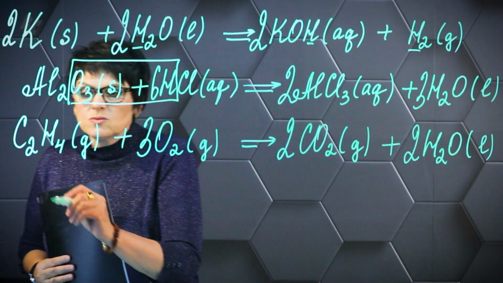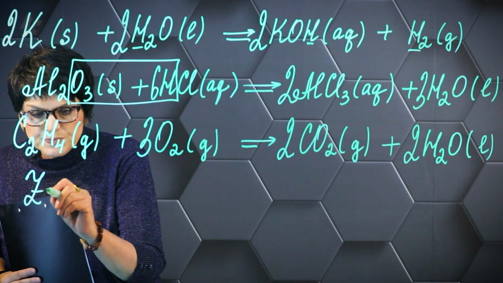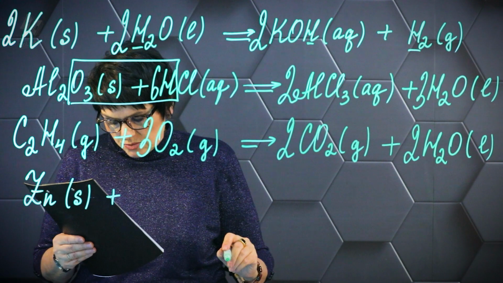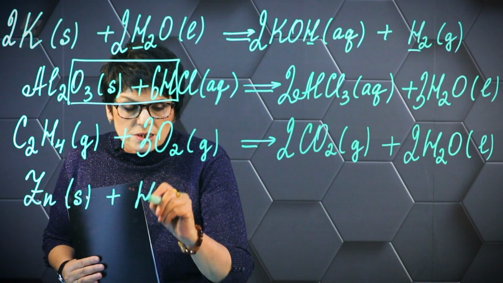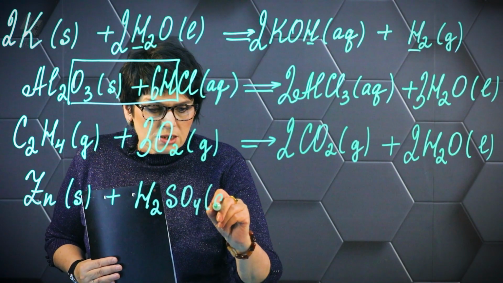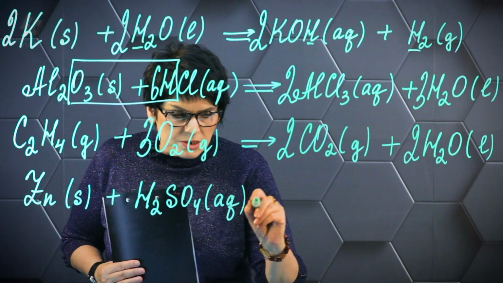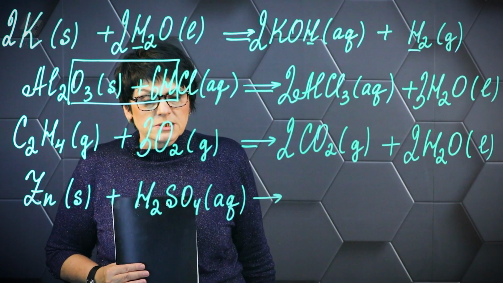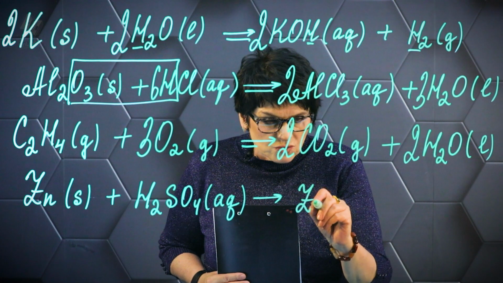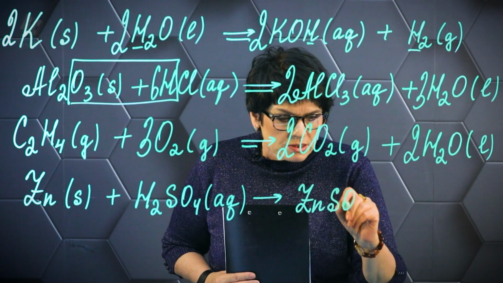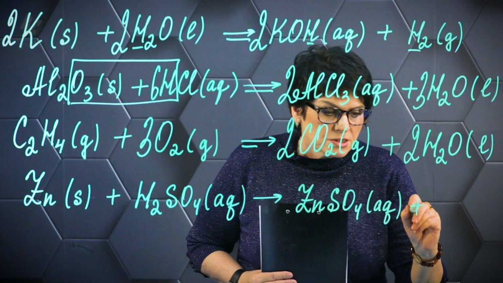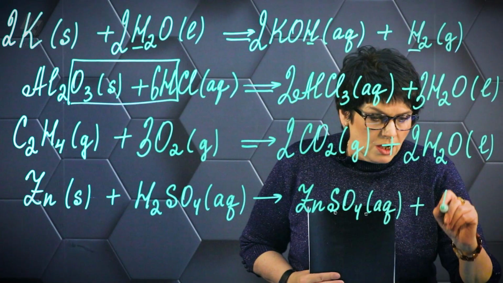Another example. Let us consider a solid substance, zinc. Zinc is a metallic element that undergoes a chemical reaction with diluted sulfuric acid. The chemical formula of sulfuric acid is H2SO4. This substance is a solution that contains water. In the substitution reaction, zinc displaces hydrogen, forming zinc sulfate, ZnSO4, as an aqueous solution. Simultaneously, hydrogen gas is liberated as a byproduct of the reaction.